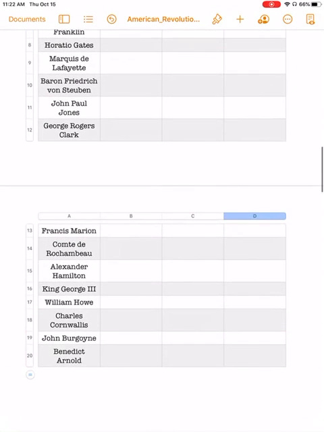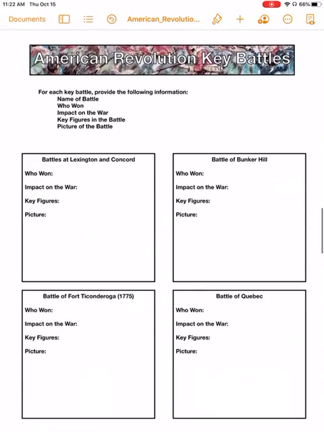So you're going to do all the way up to Thomas Jefferson for today. Then we go to the battles. So you're doing Lexington and Concord, Bunker Hill, and Fort Ticonderoga. Again, you're using your module for textbook PDF to find this information to be able to complete this on your organizer. So the first thing you're going to need to answer is who won.